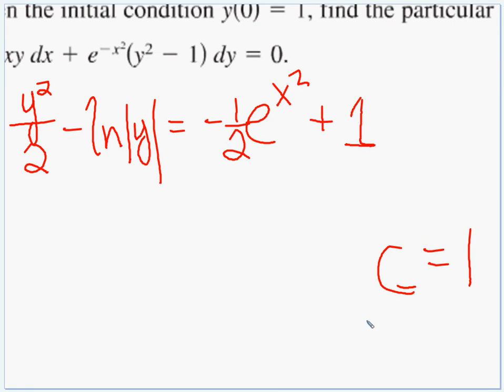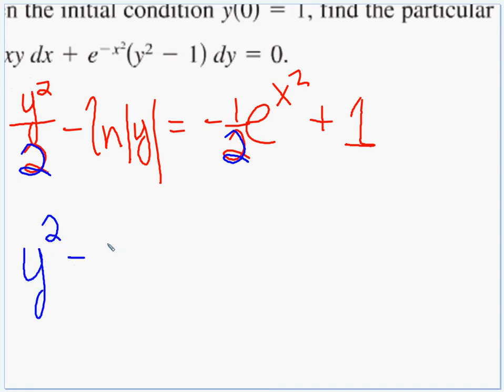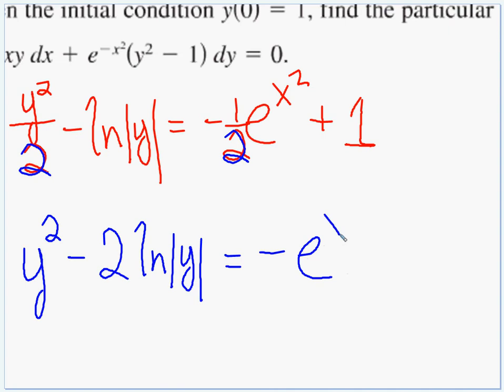Now, something we can do for this, usually the book in the solutions will at least clear the fractions. Notice we have here denominator 2, denominator 2. We could multiply through by 2 and then get y squared minus 2 natural log y equals negative e to the x squared plus 2.